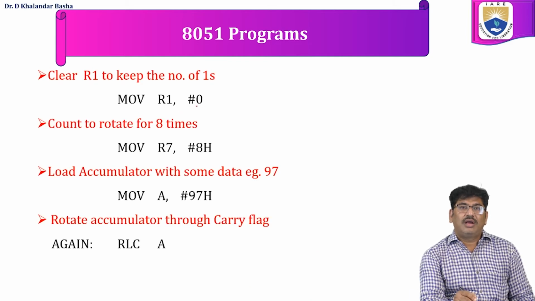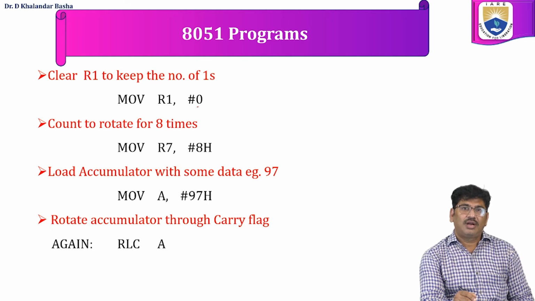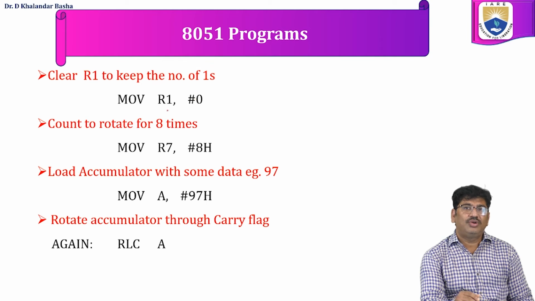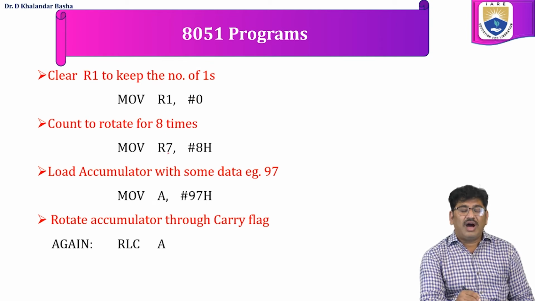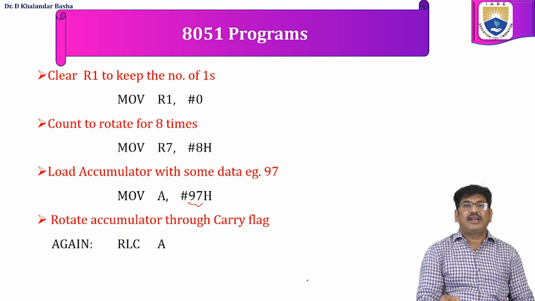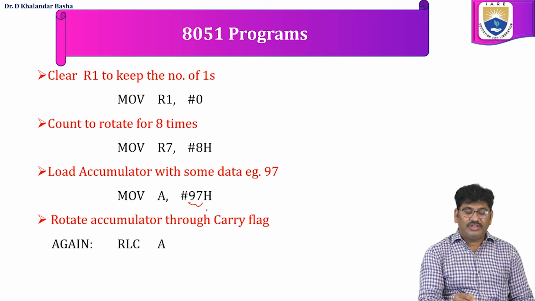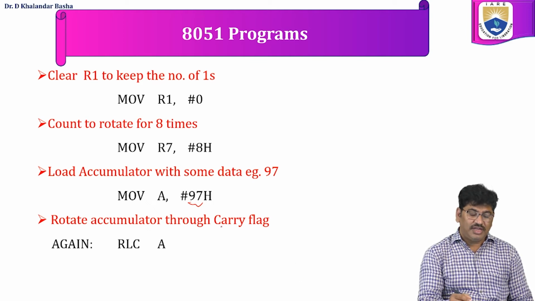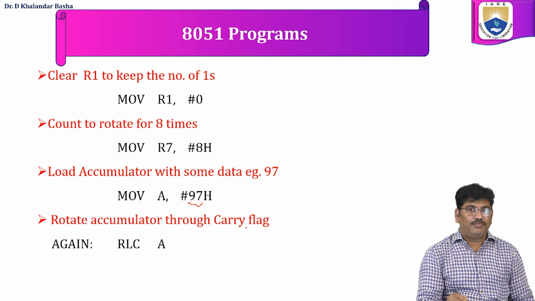Move R1 comma #0, which is a counter for finding how many ones there are; that will be loaded into the R1 register. Move R7 comma #8, because the size of data is 8 bits, so we have to shift 8 times. For that purpose, this count of 8 is loaded into the R7 register. Move A comma #97H. This is some example data I am taking randomly, 97H, in which we want to find how many ones there are. That data will be loaded into the accumulator.